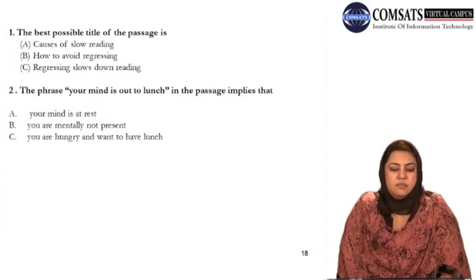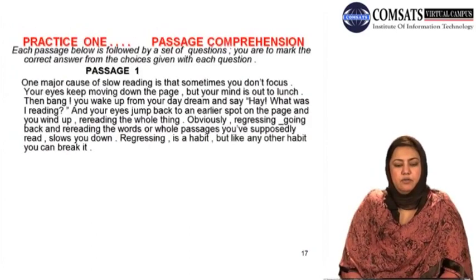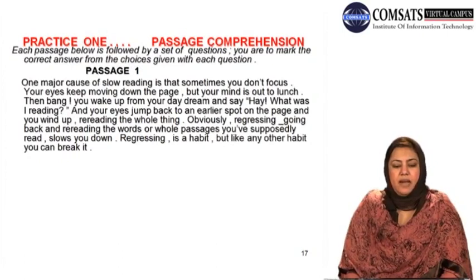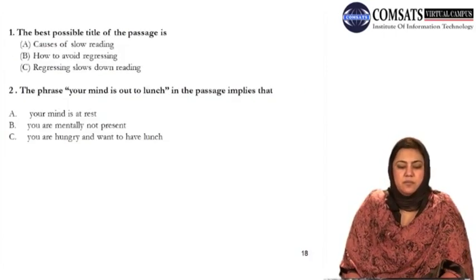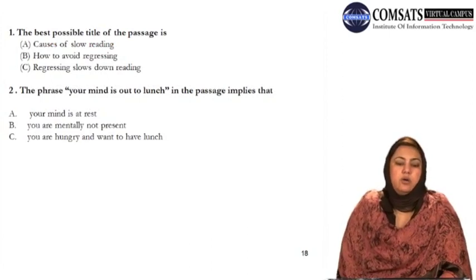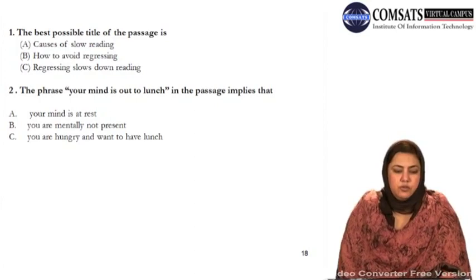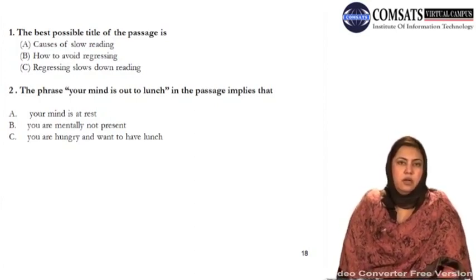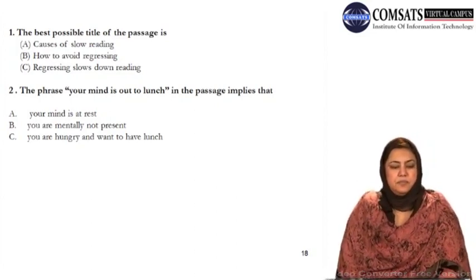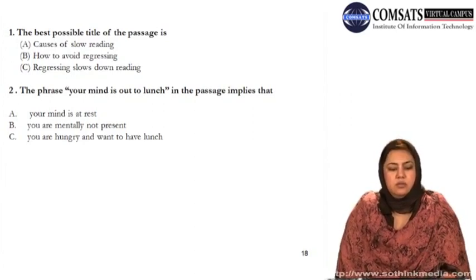Why does it seem irrelevant to me? Because if you look back at the paragraph, you would see the paragraph mainly is about how, because of regressing as a habit, your speed slows. The passage is not about how to avoid regressing. So this option is out for you. Looking at the other 2 options, which have a very tough competition in terms of taking a decision, option C, regressing slows reading down.